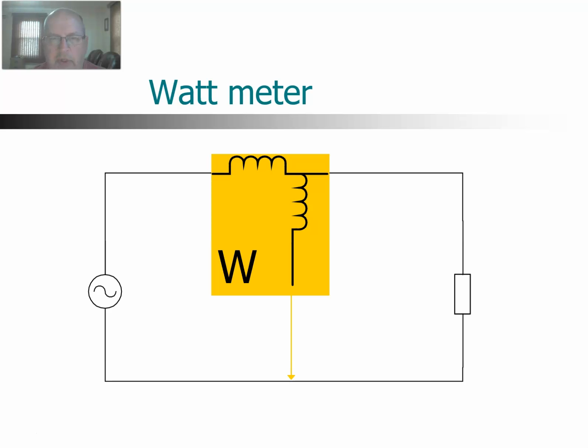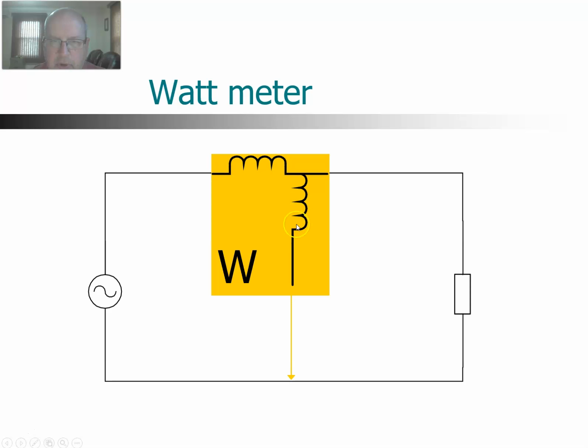So what happens is when this meter measures the current in the series coil and the voltage in the parallel coil, internally it multiplies those together to give you a power indication on the outside of the meter, the meter scale, essentially as a product of that voltage and the current. And that's how a wattmeter works.